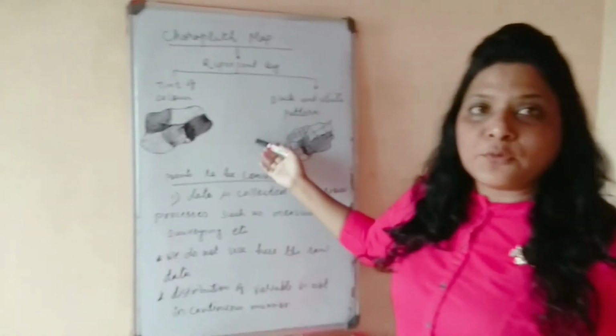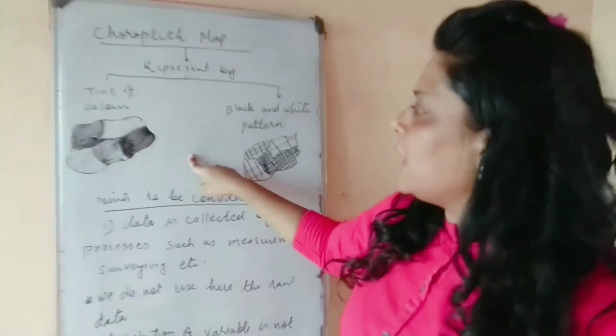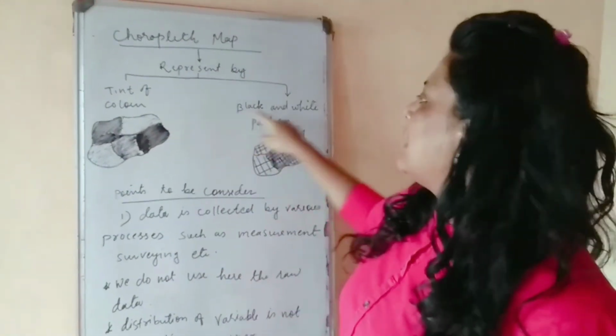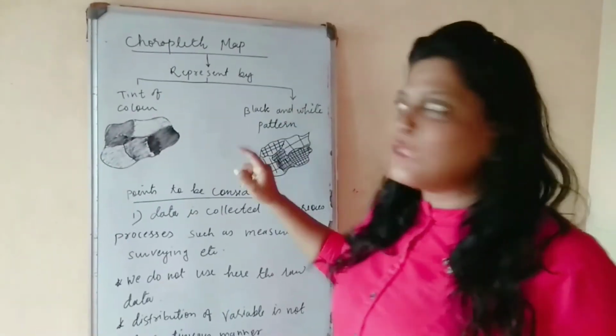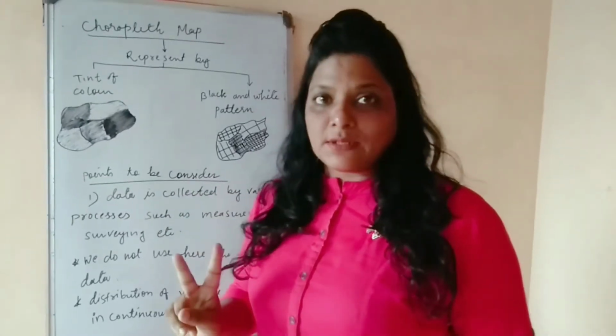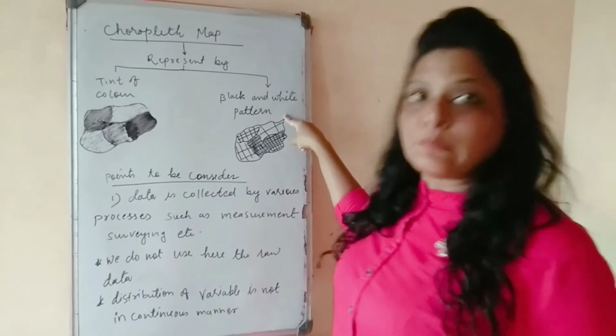Here on the blackboard you can see that I have drawn one layout. Here I have written tint of colors and black and white pattern. It means the choropleth map is represented by two methods. One is the tint of colors and another is the black and white method.